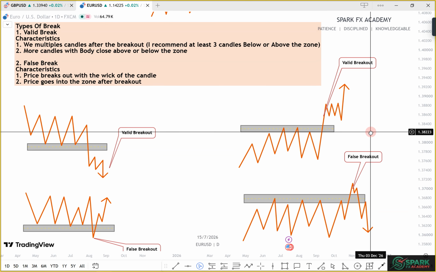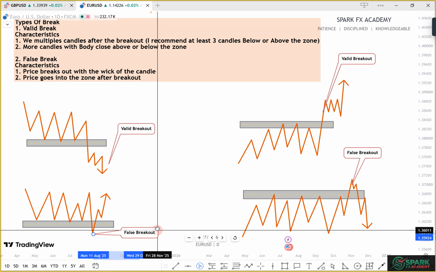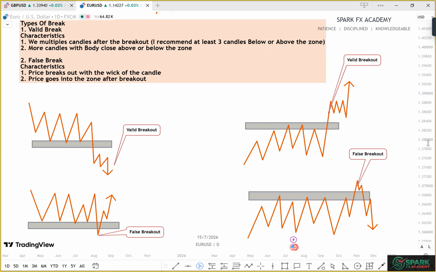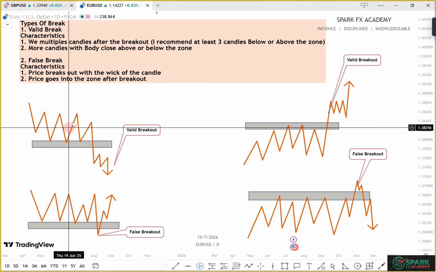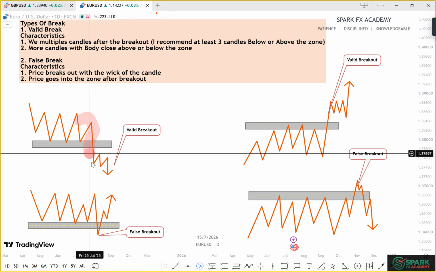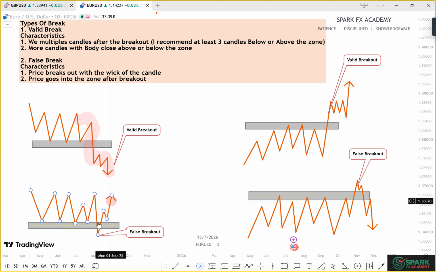Yeah, so you can see it. You can see my screen very visible. You can see the two types of breakout here. You can see the valid breakout for this bearish side: price broke out, and then we have one candle, two candles, three candles below the zone.